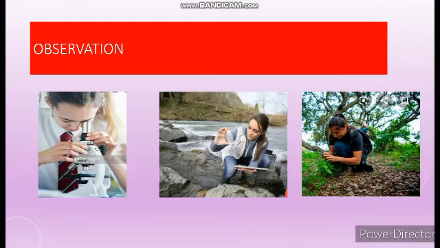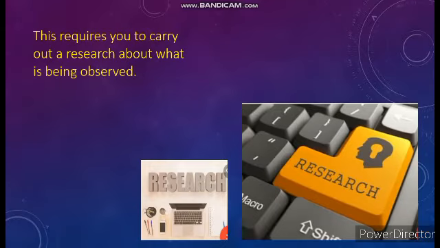Now, what does it mean by observing? When you see a particular thing, you are going on the streets and you don't even know what it is. You saw a strange object or an animal, and you just wonder, I haven't seen this before. You actually observe. You have to check it out to see. Okay, study it carefully. That's by observing it, and then this requires us to carry out research.